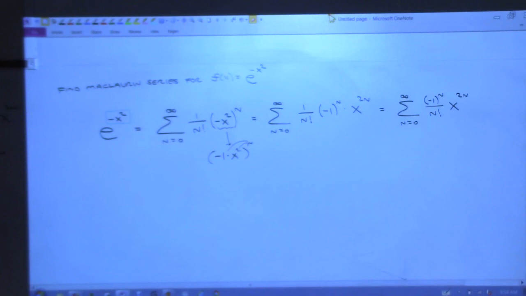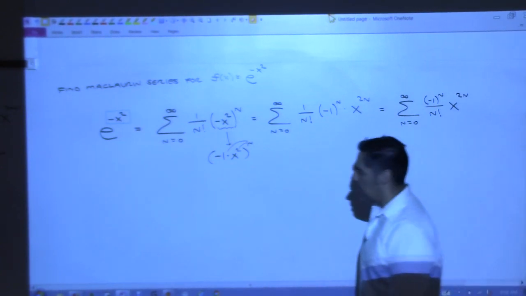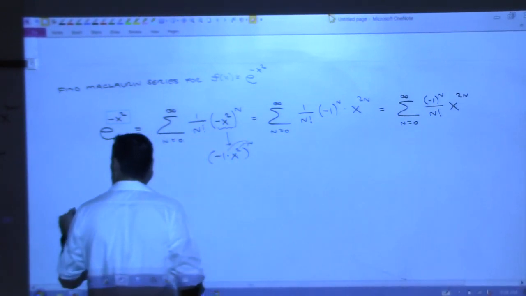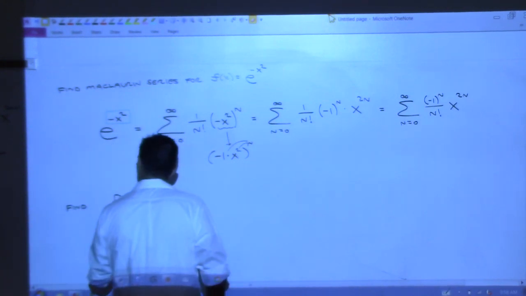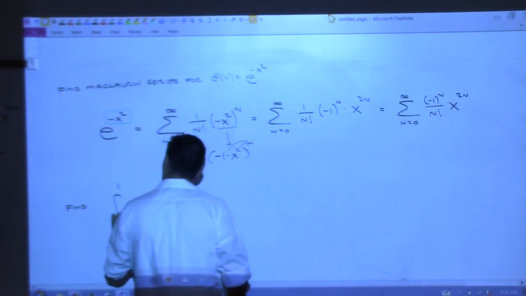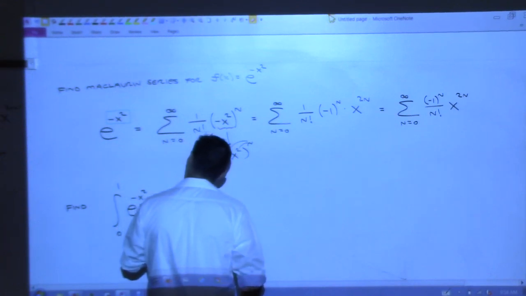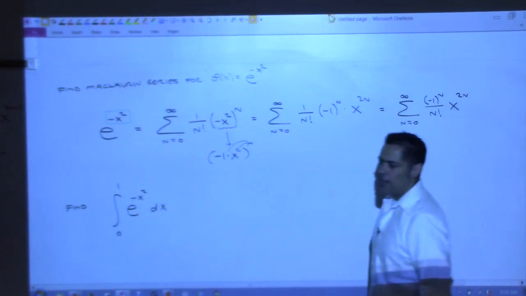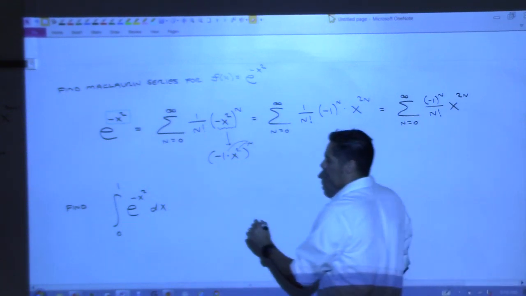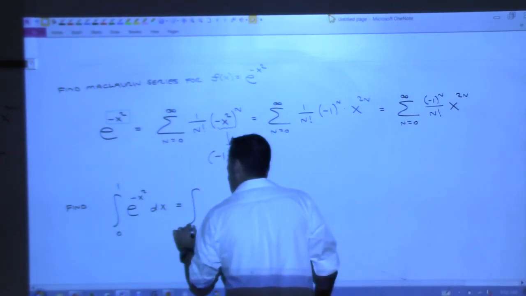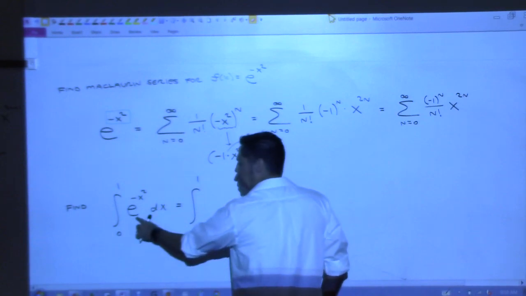Okay? So, finally we get to answer a long-standing question. Find the integral from 0 to 1 of e to the negative x squared dx. So that integral cannot be done without series, and I told you that a long time ago, right? But what we can do is say that this is equivalent to finding the integral from 0 to 1 of its Maclaurin series.